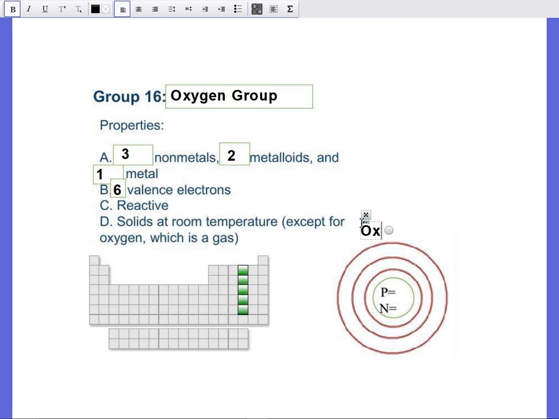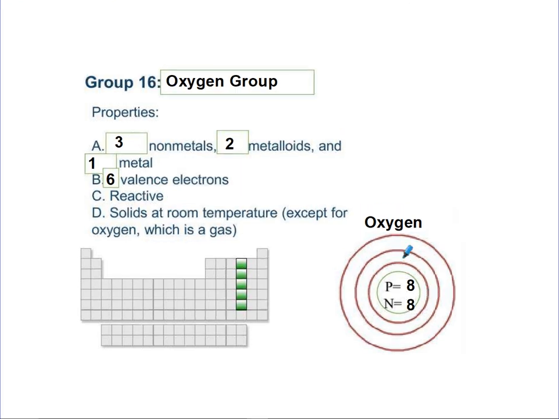So we're going to draw oxygen over here. Oxygen has 8 protons and 8 neutrons, 2 electrons in the first energy level, and then you're going to draw 6 in the outside.